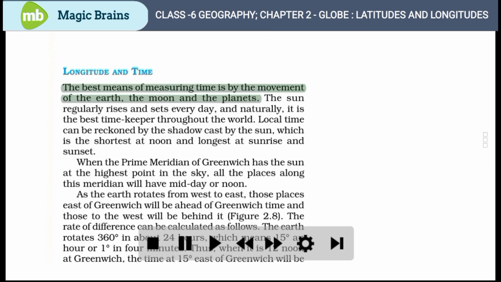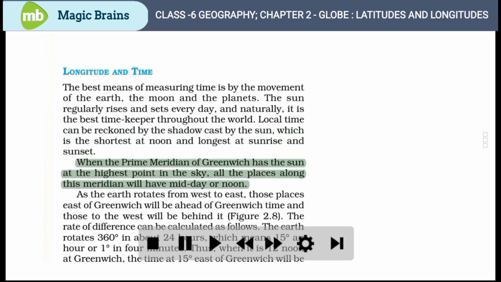The best means of measuring time is by the movement of the Earth, the Moon, and the planets. The sun regularly rises and sets every day, and naturally, it is the best timekeeper throughout the world. Local time can be reckoned by the shadow cast by the sun, which is the shortest at noon and longest at sunrise and sunset.